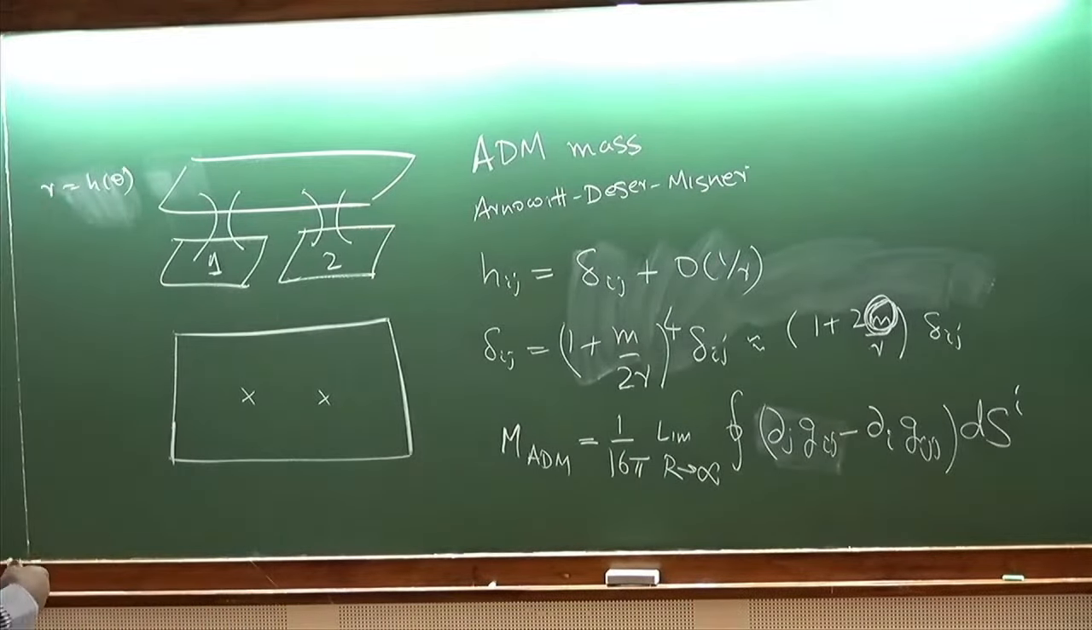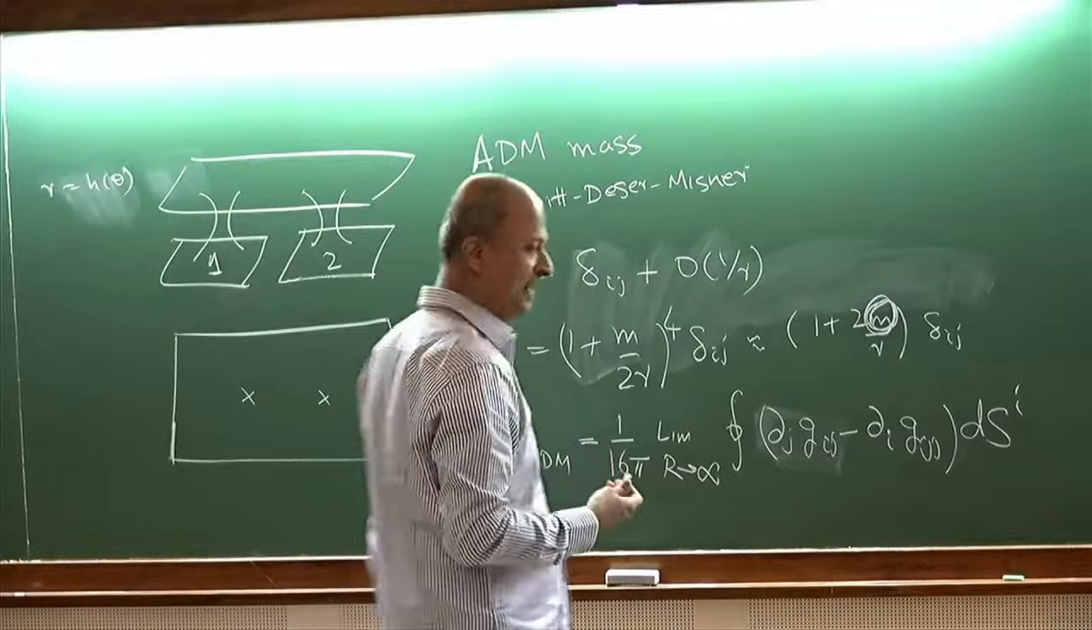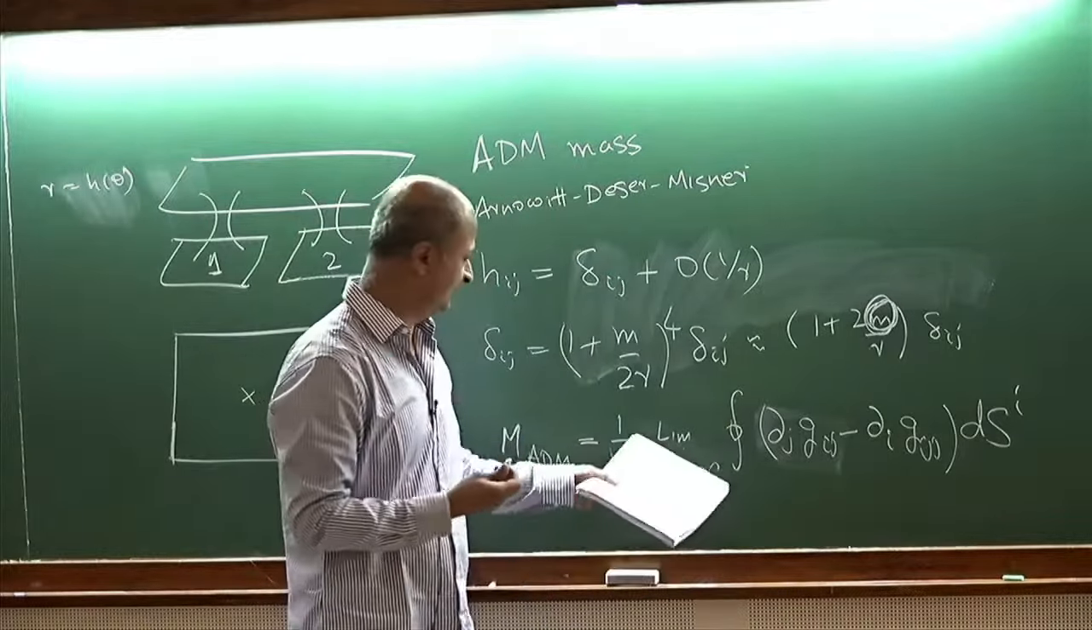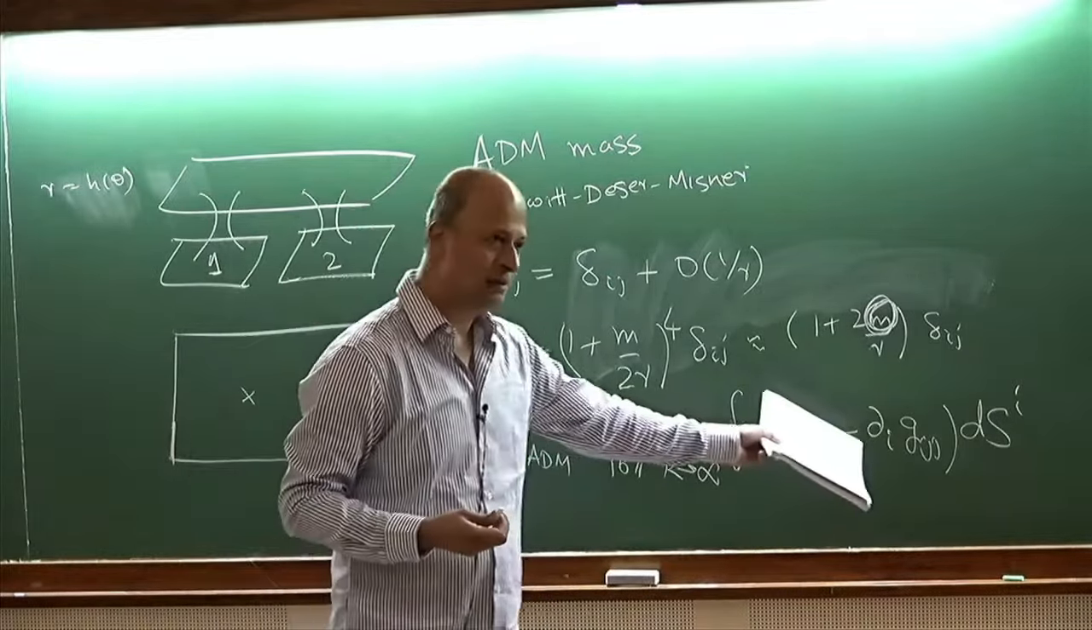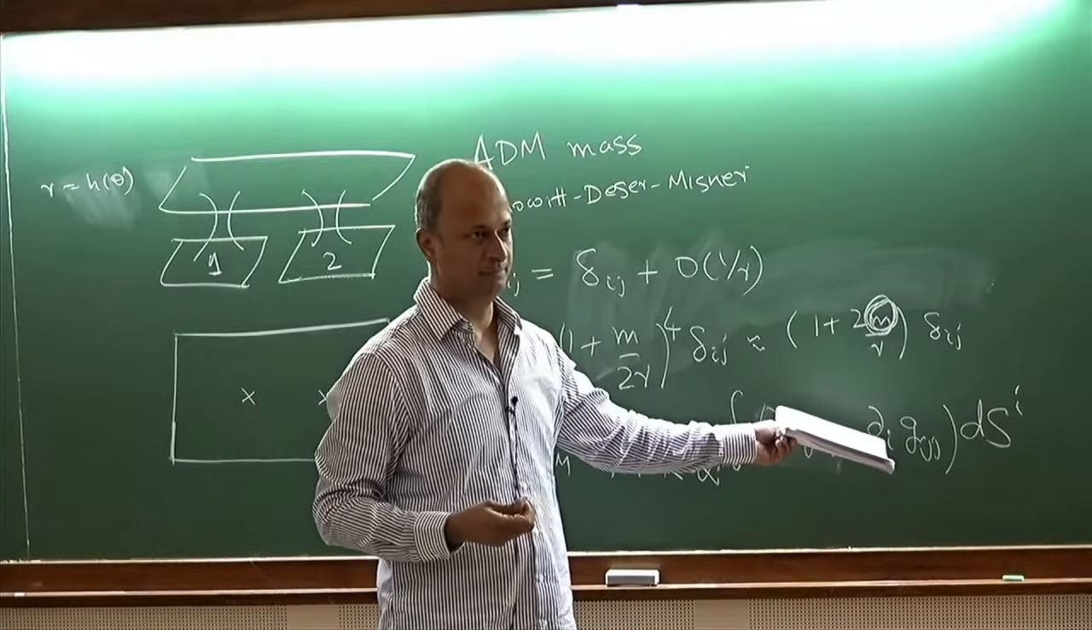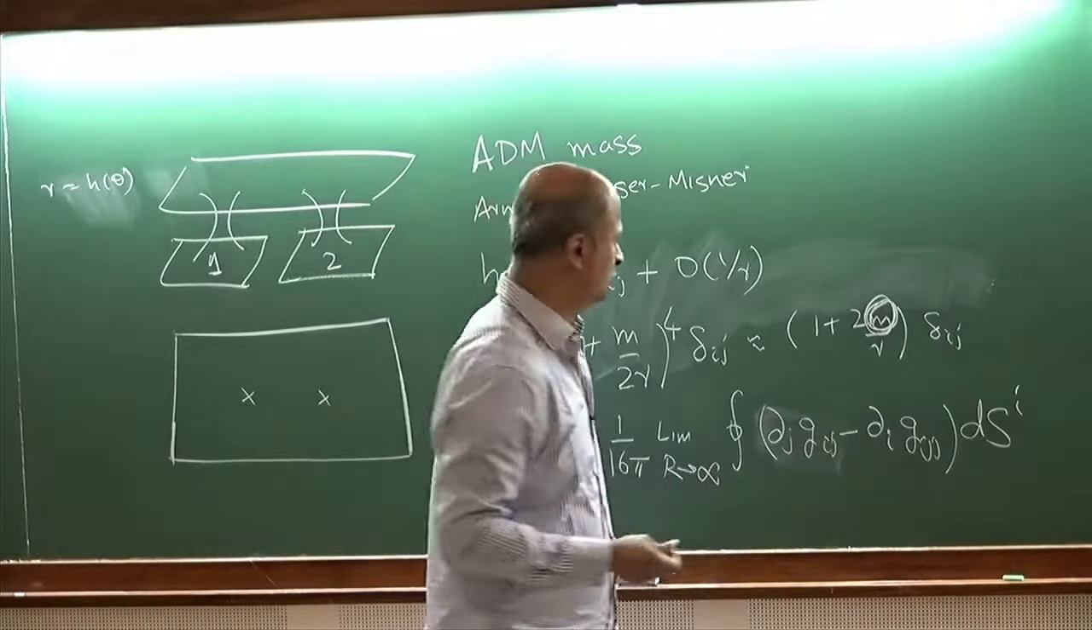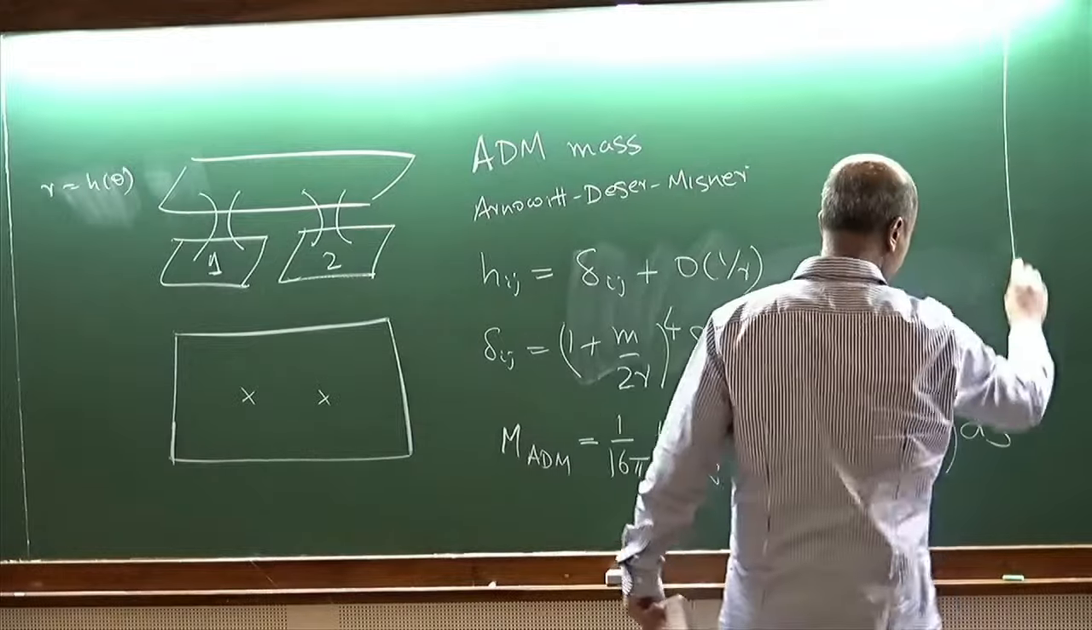And it is one of the main results in relativity that, in fact, the ADM mass defined in this way is always positive. Okay. So this was shown first by Schoen and Yau.